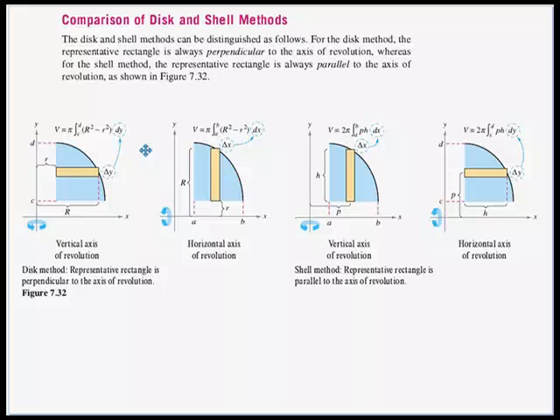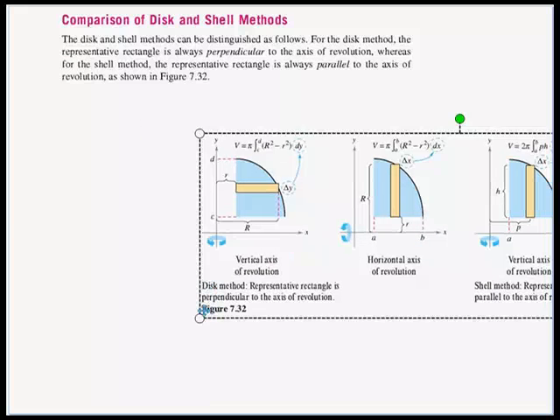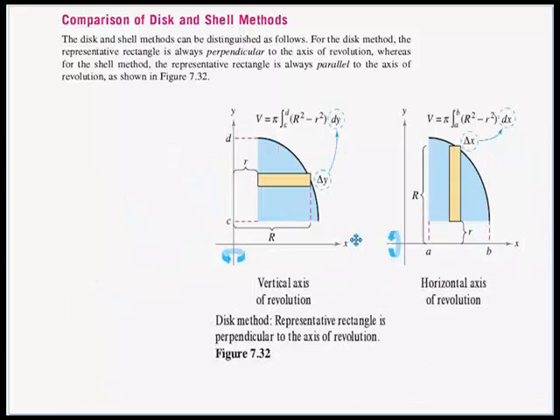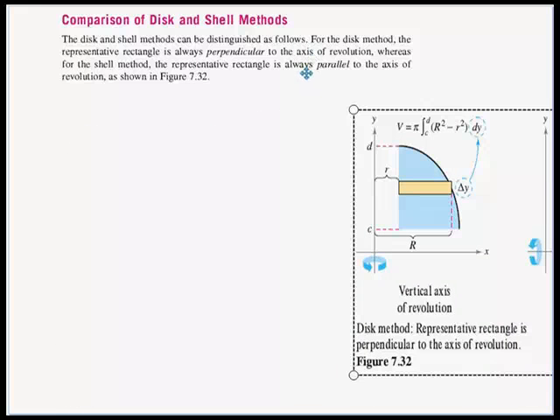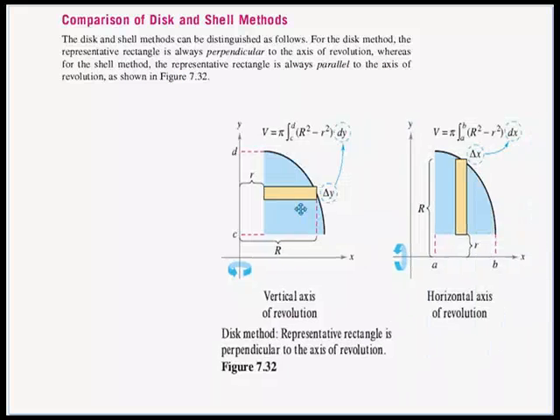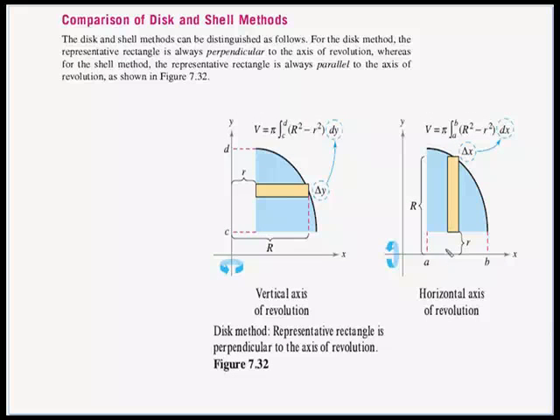So let's compare the disk and the shell methods. And let me just make this here a little bit bigger. So the disk and the shell methods can be distinguished as follows. For the disk method, the representative rectangle is always perpendicular to the axis of revolution. Whereas for this new shell method, the representative rectangle is always parallel to the axis of revolution. So the first two pictures here are the disk method. If we have a vertical axis of revolution, it is pi, the integral from c to d, capital R squared minus lowercase r squared, dy.